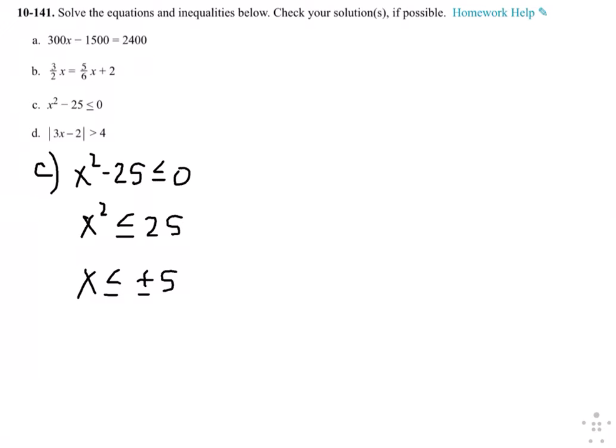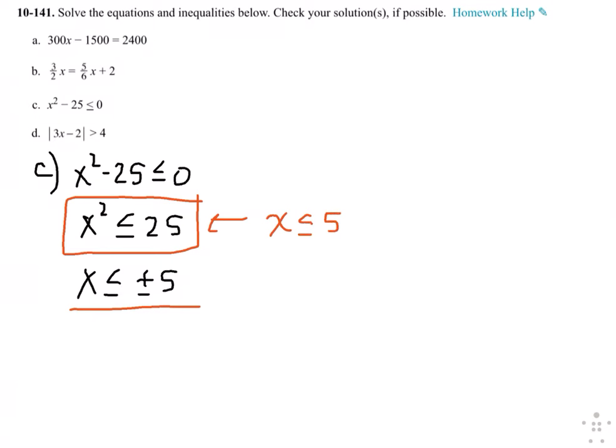So let's think about what this means, right? If I look at this here, let's take the positive ones for a second. If I take a 5 and put it into this equation, I get 25 is less than or equal to 25, which is true. If I put a 4 in, I get 16 is less than or equal to 25. So from that, x is less than or equal to 5 is the solution.